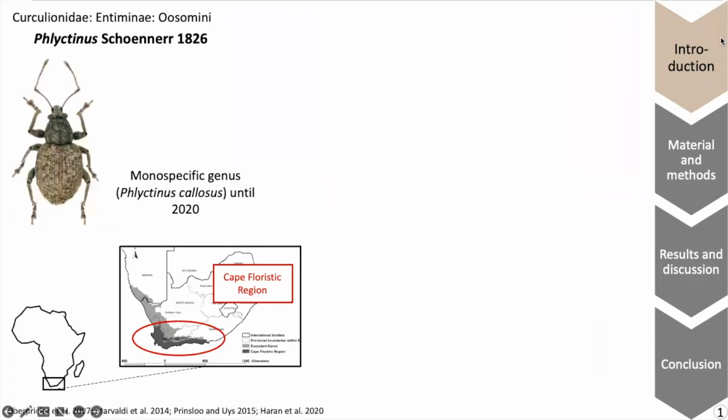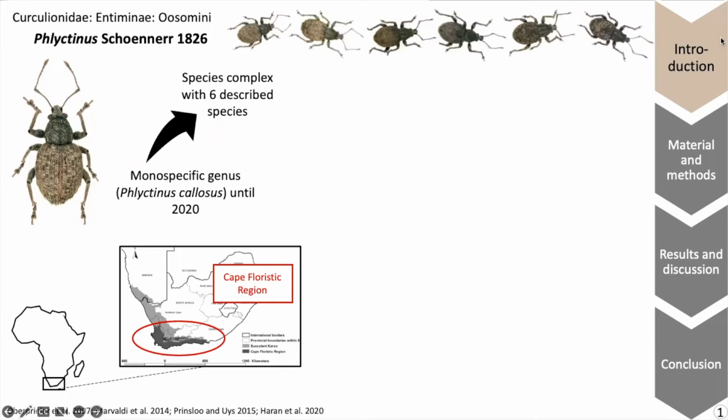Weevils are often used as models to investigate diversification patterns in relation to biotic and abiotic drivers, thanks to their high diversity, worldwide distribution, and highly diverse morphology and biology. Here we focus on the genus Phlyctinus, which is apterous and endemic to the Cape Floristic region. This genus was originally thought to be monotypic, but in 2020, Aron et al. described 5 other species and postulated that this species complex may consist of even more species.